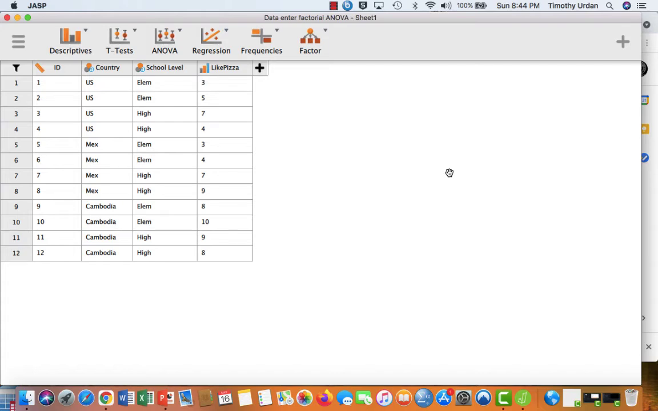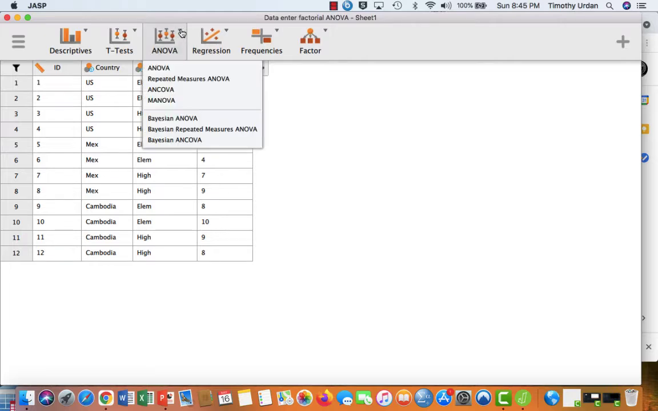All right, so this is a quick video to show you how to do a factorial ANOVA and interpret the output. So this is the data that I just entered into a Google spreadsheet, and it's got the ID variable. That's the ID of your cases, ID number. Won't analyze that, but you can use it if you want. The country that each participant lives in, whether they are in elementary or high school, and their rating of how much they like pizza on a scale from 1 to 10.